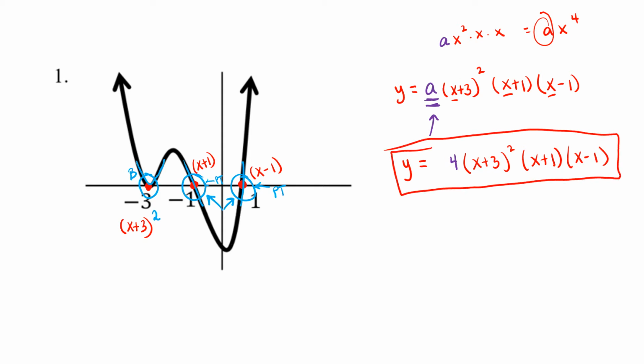Again, because they don't give us some other point on the graph, we can't find the exact value of a, so we can choose any value we want as long as it makes our end behaviors work the way they should. But that finishes number 1. I'm going to go ahead and move on to the next one.